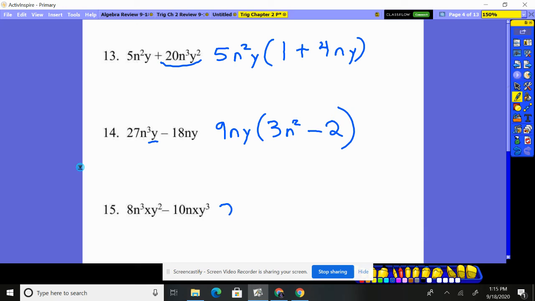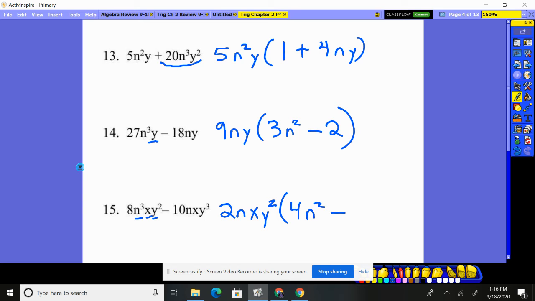8 and 10, well, we can see a 2. N cubed and just a single n. So an n's the most that they both have to share. X and an x, so they can share an x. Y squared, y cubed, so y squared's the most they both can have factored out. So 2 times 4 gives me the 8. N times an n squared would give me that n cubed right there. You've already pulled out the x and you've already pulled out a y squared out front, so you're done.